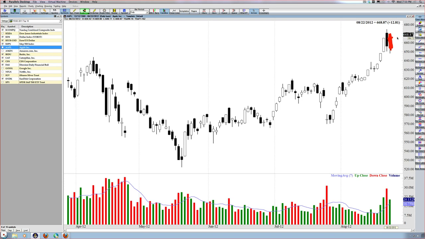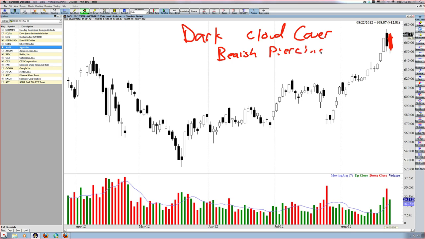Okay, Joe said piercing, and Joe, I'm going to give it to you even though it's not the right answer. The answer is a dark cloud cover, okay? But what Joe did get correct is the idea that it's piercing, and the truth is a dark cloud cover could be called, even though it's not called this, it could be and probably should be called a bearish piercing pattern. And I wish it was called that because it would make it a little bit easier to remember if we had a bullish and a bearish piercing. But it's called a dark cloud cover.